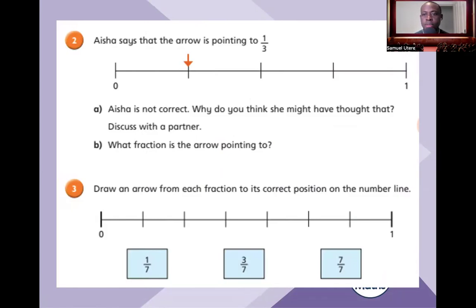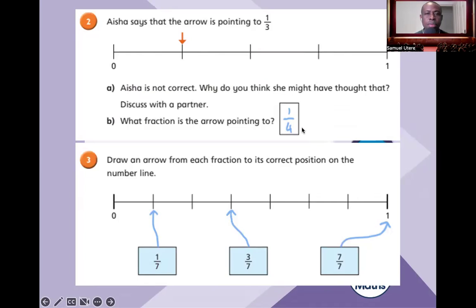All right, assuming you've paused the video and you've really worked hard through the questions, here are the answers. Let's discuss them. For question 2, you were asked, Aisha says that the arrow is pointing to 1/3. Aisha is not correct. Why do you think? She might have thought that. Discuss that with your partner. So if you're learning this with somebody, or you're seated with an auntie, an uncle, a friend, you can discuss it with them. All right.